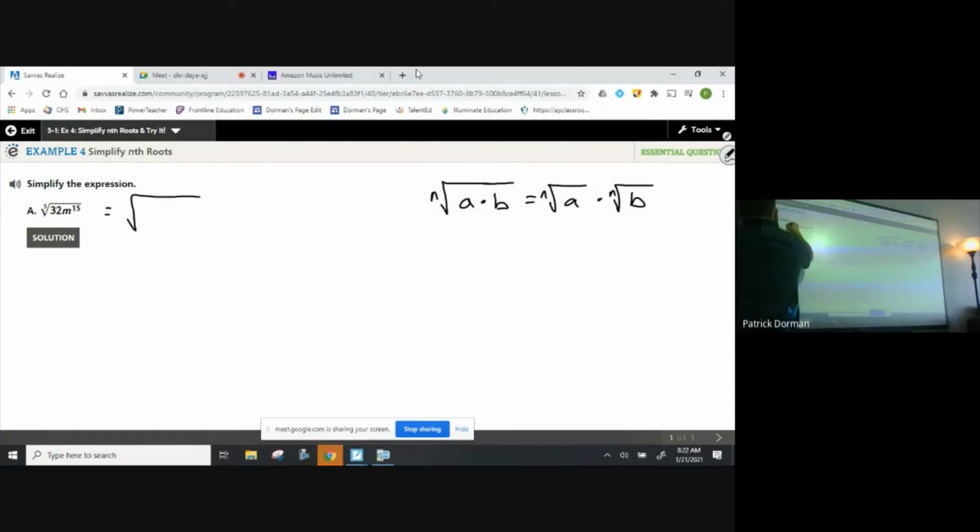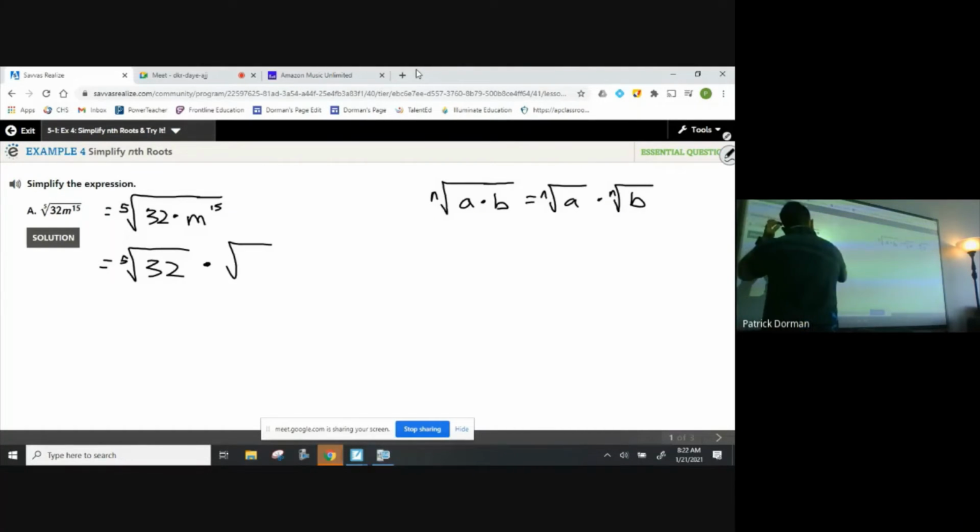I could write this as the fifth root of 32 times m to the 15, right? And thus I would write it as the fifth root of 32 times the fifth root of m to the 15th, using my rule that I have over there on the right.